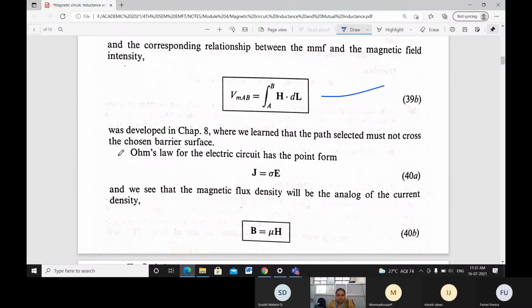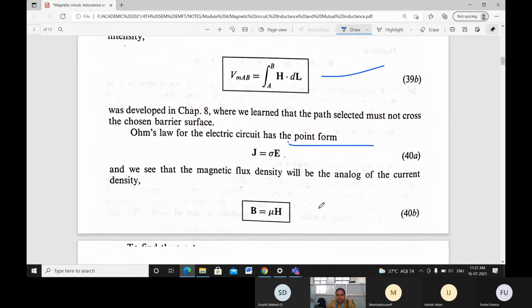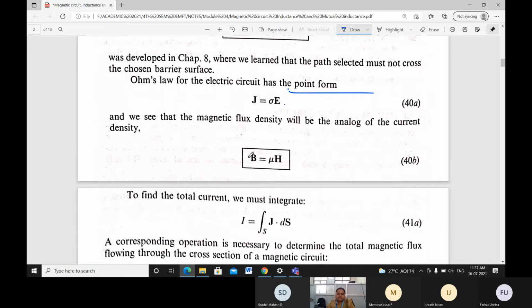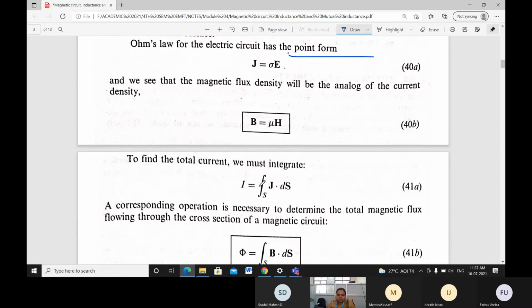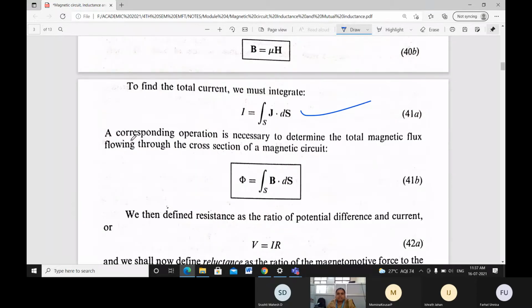Then, by using Ohm's law, the electric circuit has the point form: the current density J equals conductivity times electric field intensity. In terms of magnetic flux density, the equation we already took in the previous case is B equals mu times H. Then finding the total current, I equals the integral over S of J dot dS. Correspondingly, it is necessary to determine the total magnetic flux flowing through the cross section of the magnetic circuit.